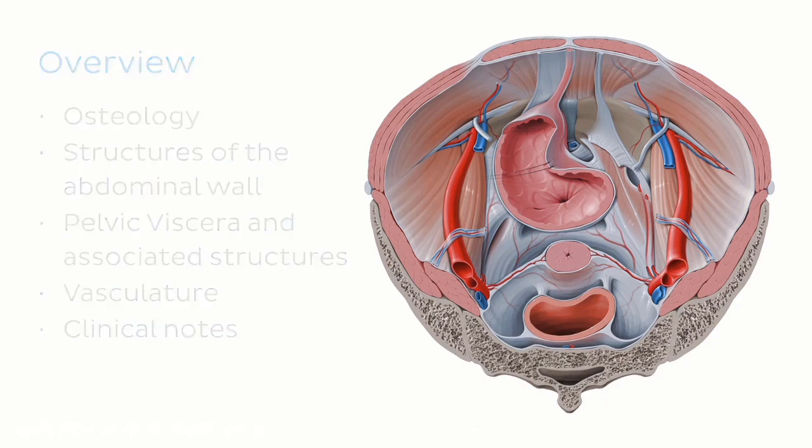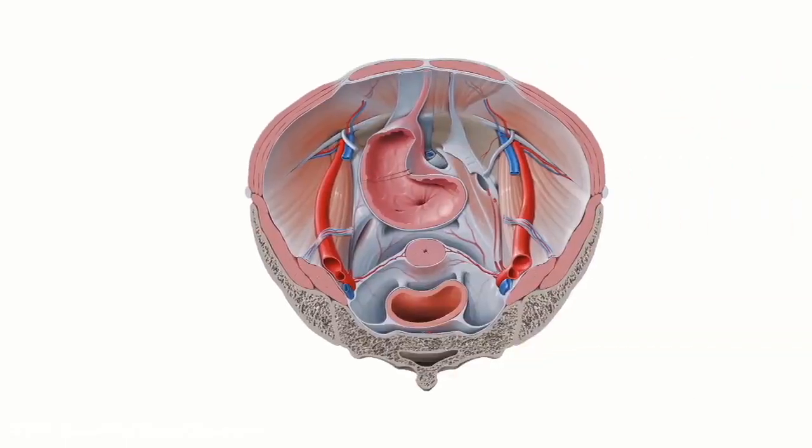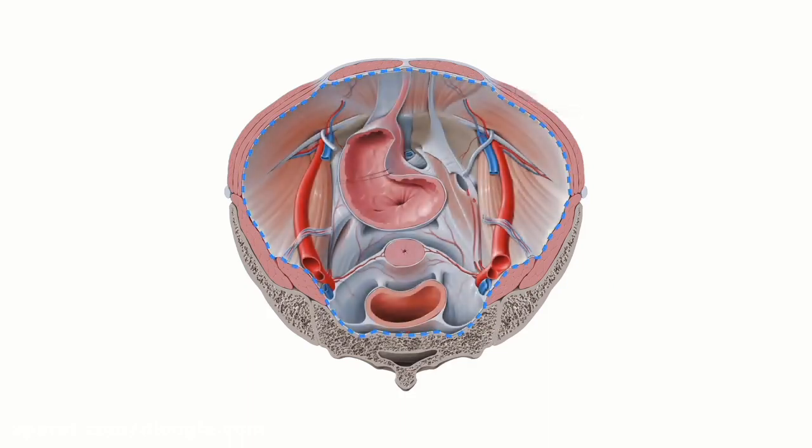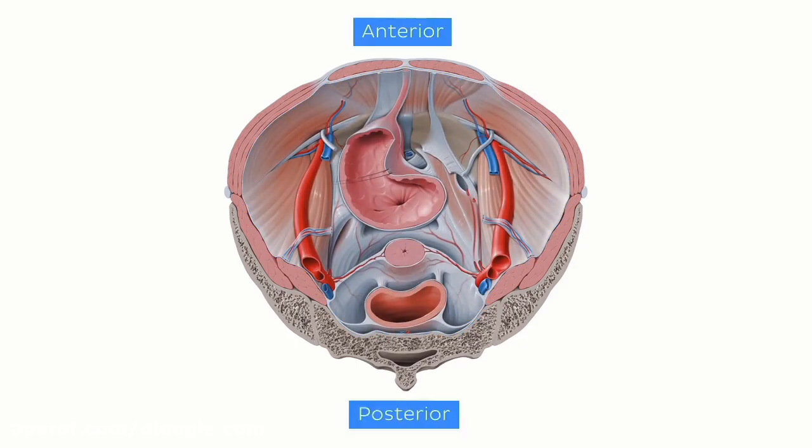Before we continue with the tutorial, I'd like to introduce you to the illustration that we'll be using throughout. In this illustration, we're looking down into the pelvic cavity. The peritoneum that would normally form the roof has been removed to enable us to see the underlying structures. So first off, let's make sure that we understand the orientation of the image. The top of the image is the anterior pelvis, the bottom is the posterior pelvis, and then we have the left and the right sides of the image.